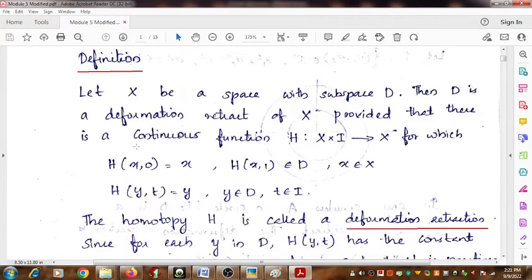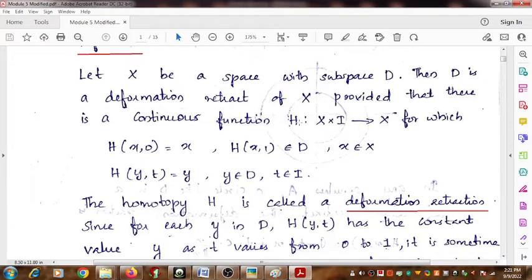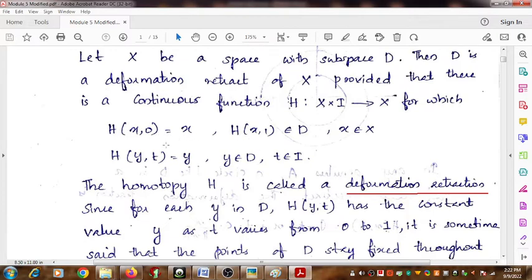There must exist a continuous function H, and this function H is defined from the product space X cross I to X. It must also satisfy a set of conditions, which is going to be called the deformation retraction. The first is H of (x, 0). Here (x, 0) is a point of the space X cross I, and for convenience we avoid the comma.